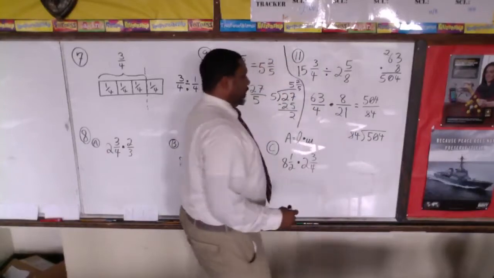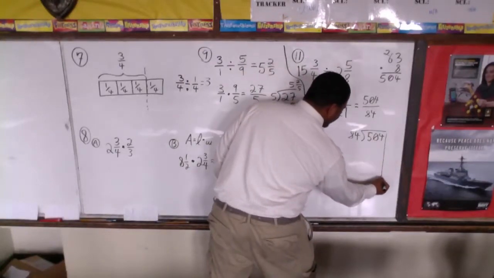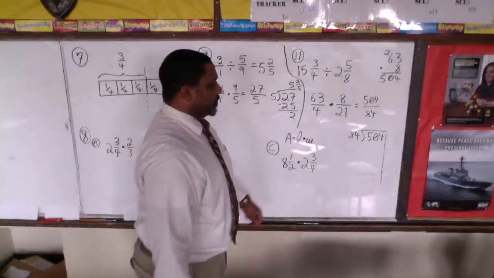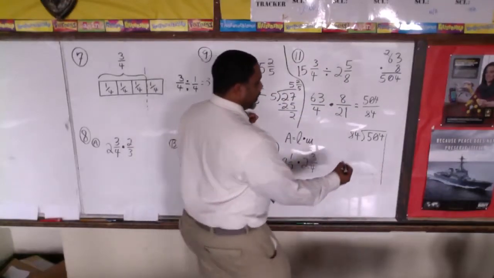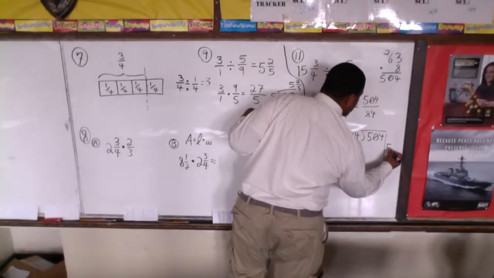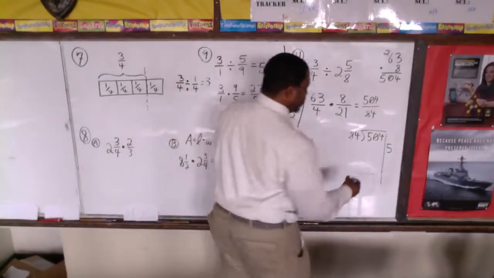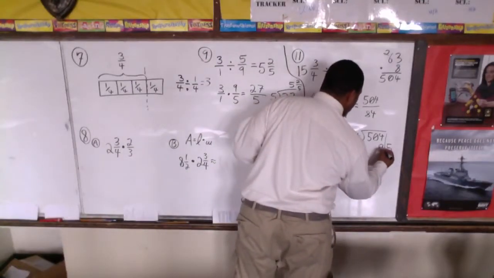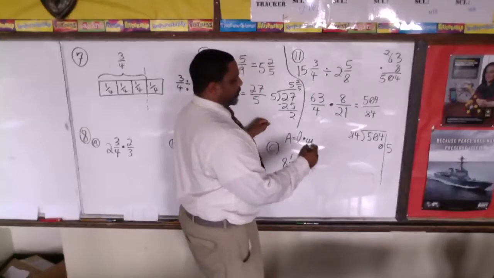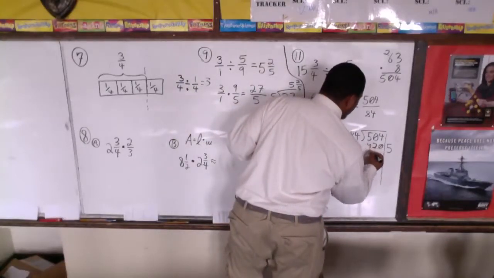And I'm going to use this long line method to solve that. I'm going to start with my first number, which is going to be 5. 5 times 84. 5 times 4 gives me 20. Put my 0, carry my 2. 5 times 8 gives me 40, plus 2 gives me 42.